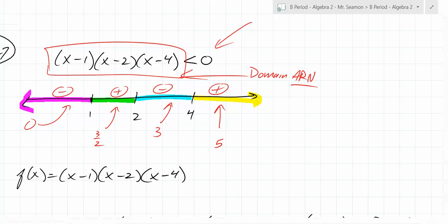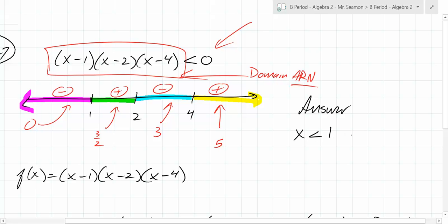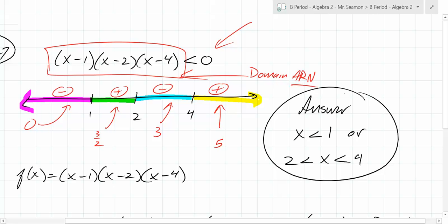So how would you state the answer? Can someone tell me what the answer would be on this one? Calvin. Less than 1. X is what? Less than 1 or between 2. Correct. X is less than 1, or we want it to be greater than 2 and less than 4. So it's one or the other right there.